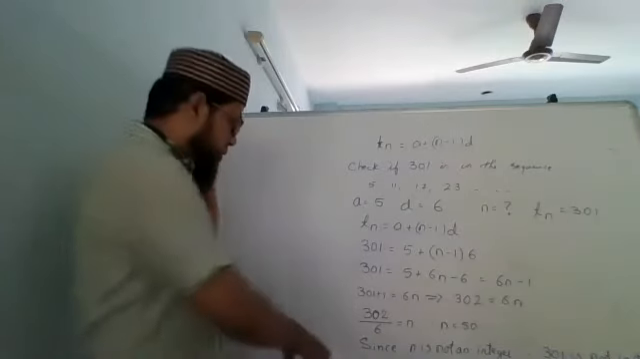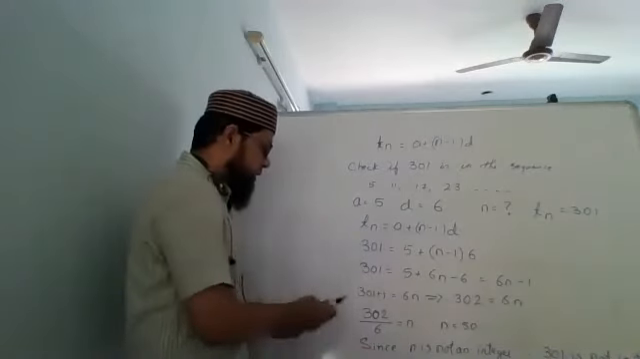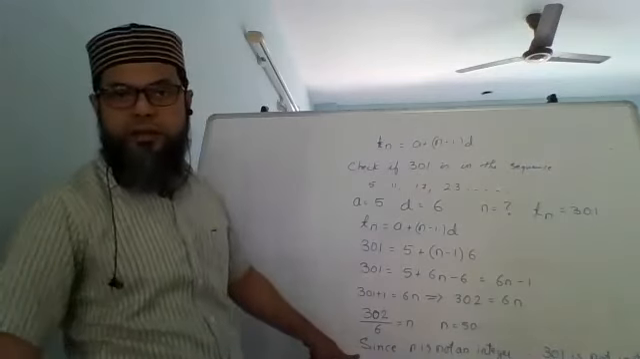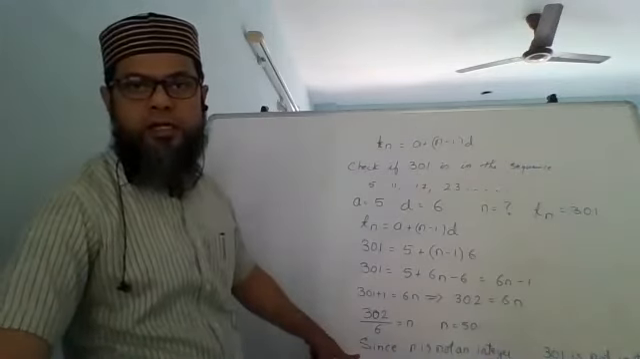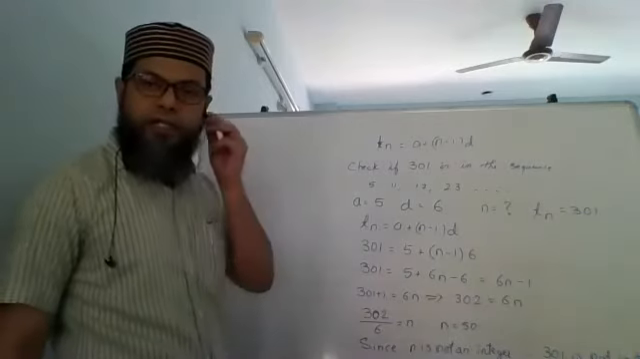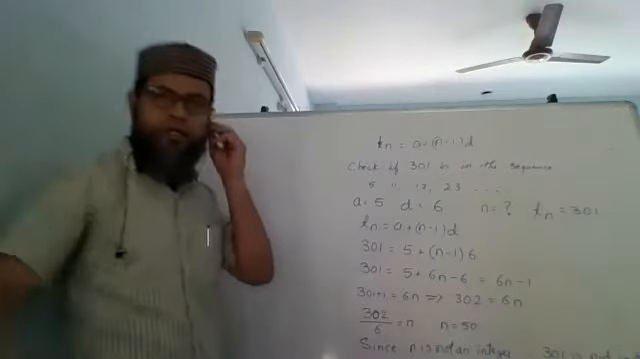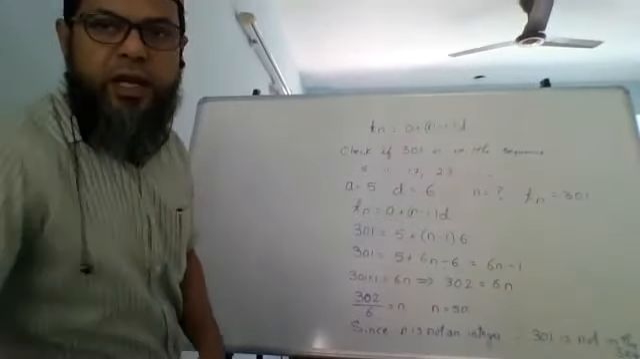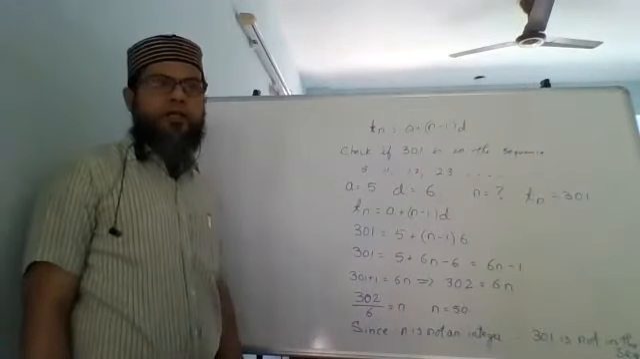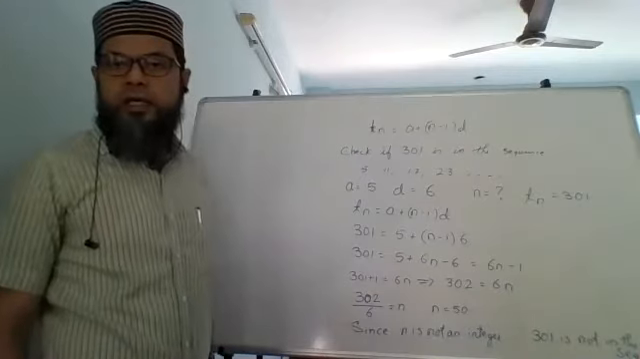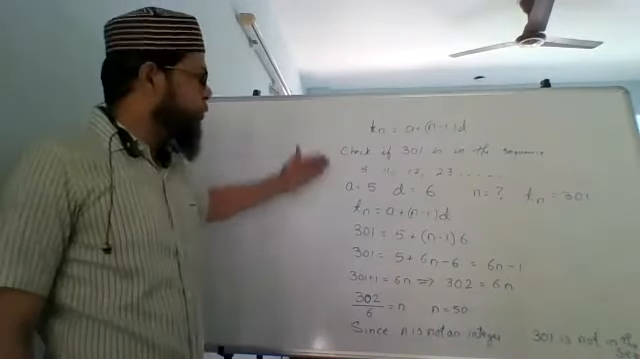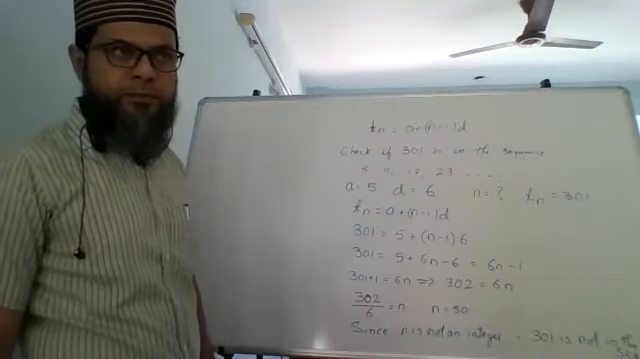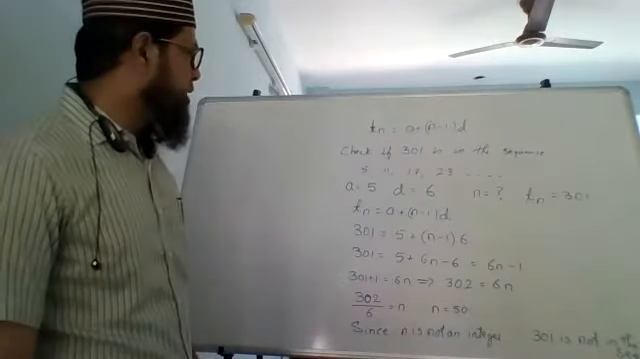Those of you who cannot see this clearly, I have written: since n is not an integer, 301 is not in the sequence. Those of you who want to write it down, please take it down. I'll give you a minute. Okay, then we will proceed further.